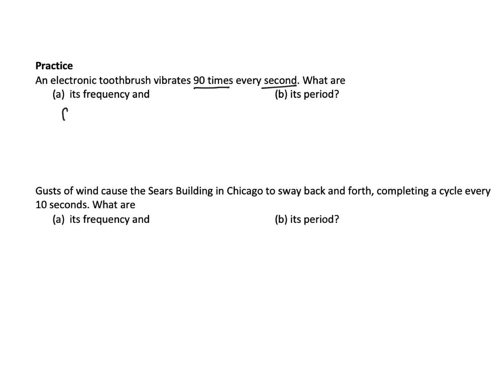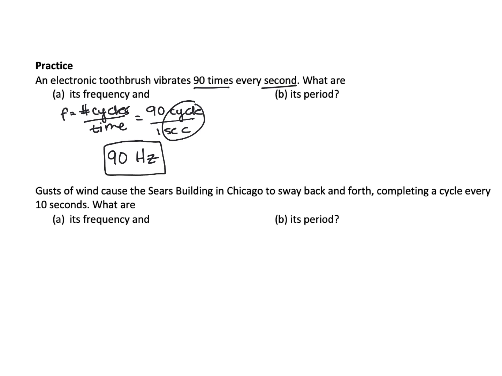So frequency we had on the other slide. Frequency is the number of cycles divided by the total time. This math isn't going to be hard here. There are 90 cycles in 1 second. So 90 divided by 1 is 90, and it's cycles per second, which is a hertz. So we write it as Hz. That's the answer for that one.